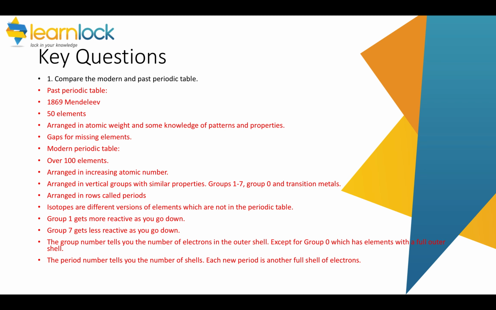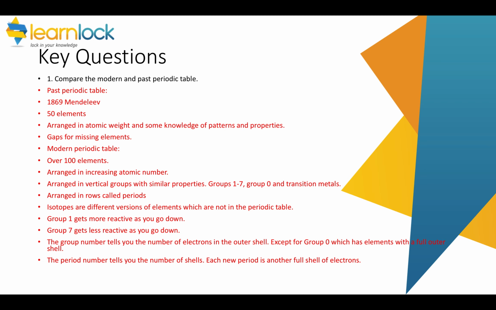Starting with the past periodic table made by Mendeleev, there were fewer elements, and also because they didn't know about atomic structure, they were arranged by weight or mass and knowledge of some reactions and patterns and properties. There were also gaps for missing elements where he made predictions.